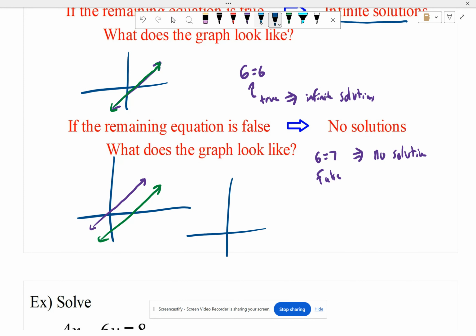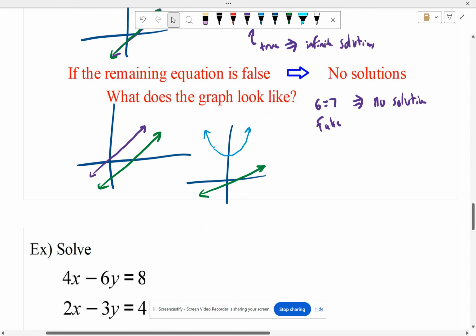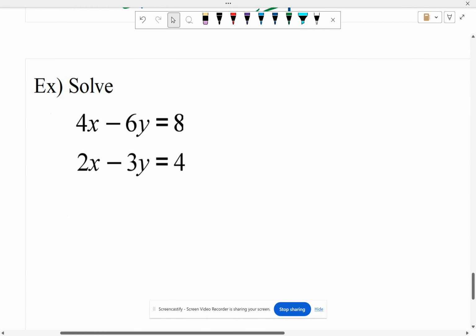So if I had a graph that looked like a parabola, and I had, suppose, this line right here, there is no solution to that system if they never intersect. So they could be parallel lines, but even if the graphs aren't parallel, as long as they don't intersect, there's no solution. So right here, we're going to see that happen.